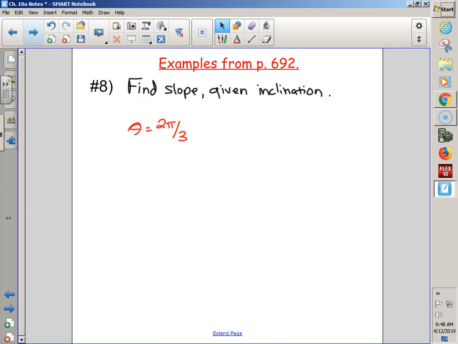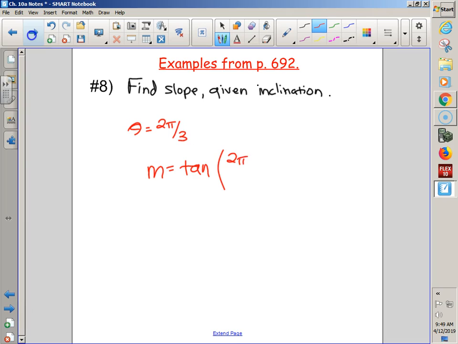Okay. But what if they give us the inclination instead? No stress, we have a formula. M equals tangent of theta. Plug it in. So sometimes you're plugging in the M and getting the theta, but sometimes you're plugging in the theta and getting the M. And the nice thing is, isn't 2 pi over 3 a unit circle value?